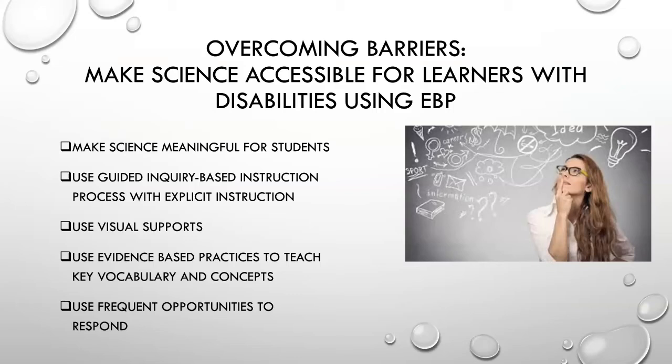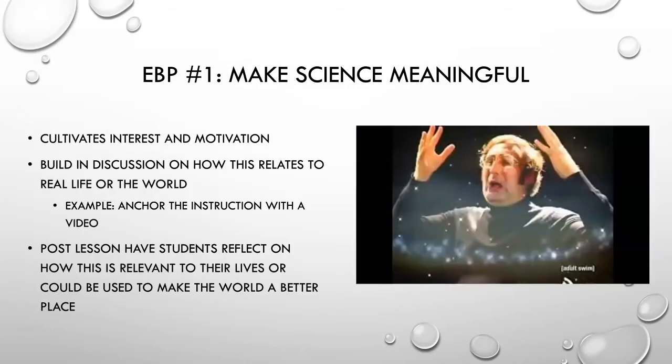The first evidence-based practice we're going to talk about is to make science meaningful for your students. The second is to use guided inquiry-based instruction with explicit instruction. The third is to use visual supports. The fourth is to use evidence-based practices to teach key vocabulary and concepts, and we're really going to dive deep into this strategy. And finally, we're going to use frequent opportunities to respond. So evidence-based practice number 1, making science meaningful.